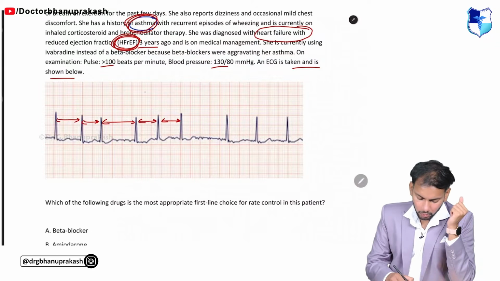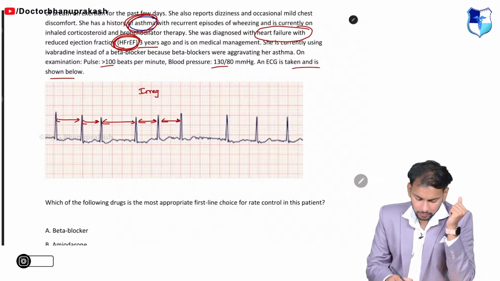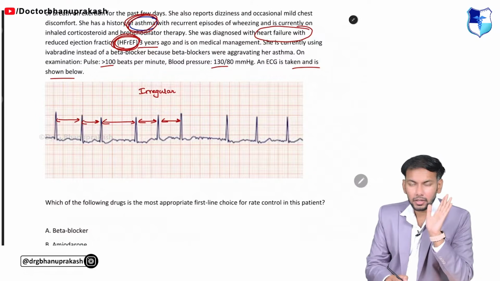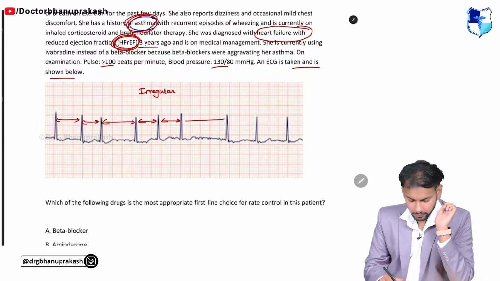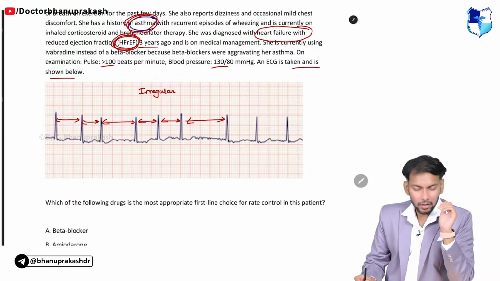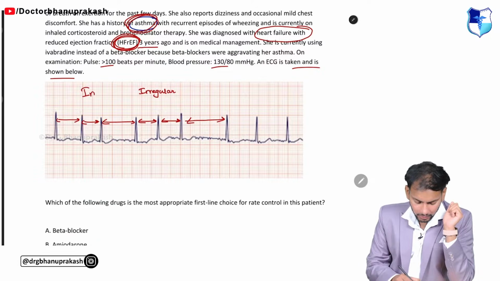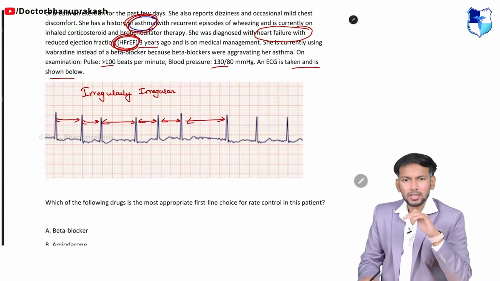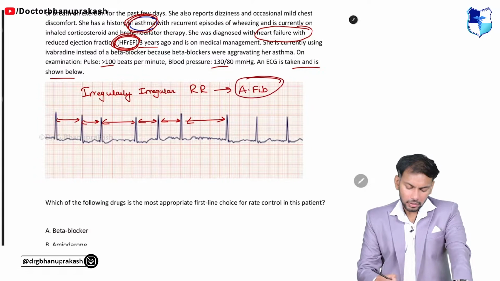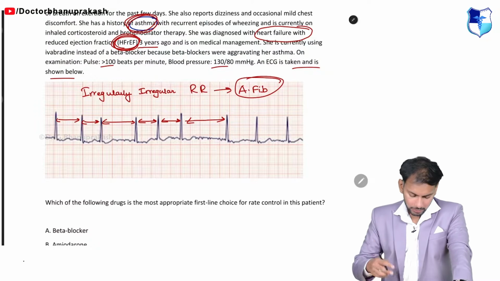Are they regular? No, they are irregular. Are they regularly regular or irregularly irregular? Regularly irregular or irregularly irregular? You see here, there is no correlation between any RR interval, so it is irregularly irregular. That's what is there. So, irregularly irregular RR intervals is known as atrial fibrillation. So, the patient is having atrial fibrillation.